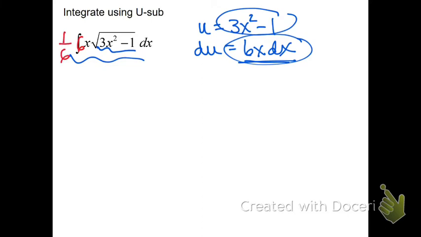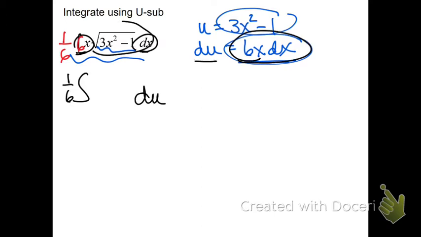Now rewrite everything in terms of u's and du's. The 1/6 comes down, the integral comes down. The 6x and the dx get replaced with du. And here I have the square root of u. So now it's just a normal integral power rule, u is to the 1/2 power.